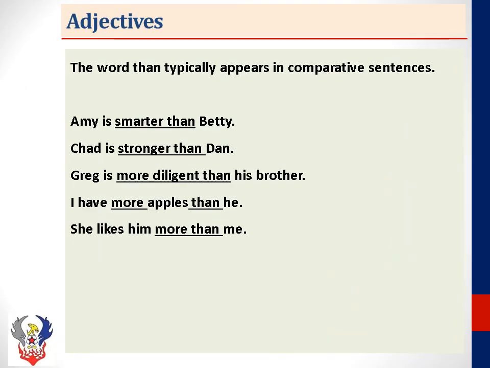The word than typically appears in comparative sentences. Amy is smarter than Betty. Chad is stronger than Dan. Greg is more diligent than his brother. I have more apples than he. She likes him more than me.